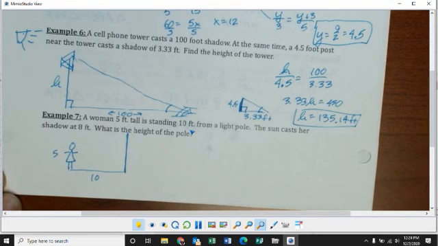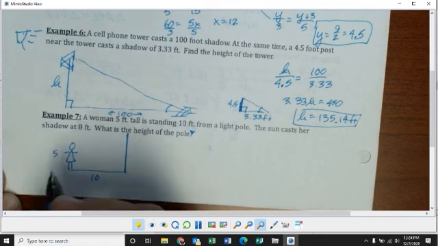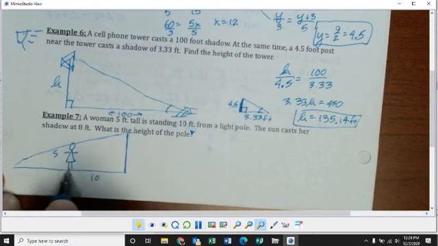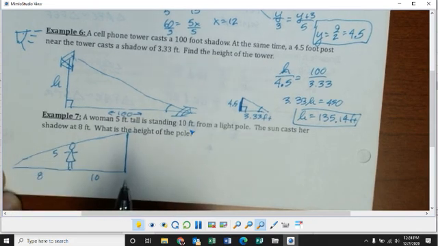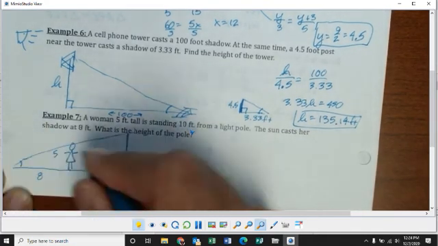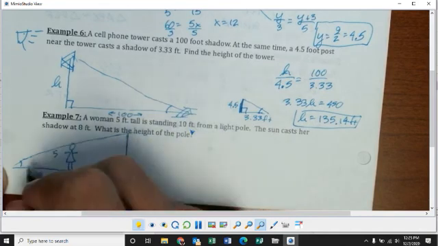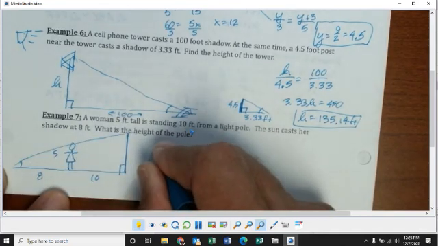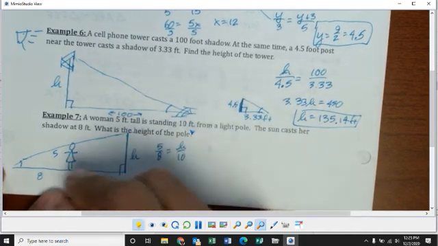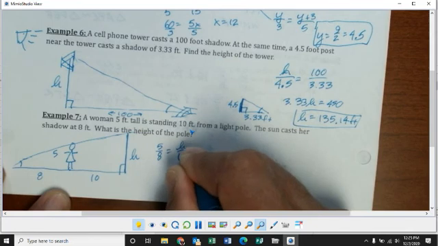This is a poorly worded problem. Sun casts her shadow at it. She's standing 10 feet from the light pole. Let's suppose that she's lined up right even with both of them, and that this is 8 feet right here. So that means, again, similar triangles. I've got the same angle, congruent here, so she's lined up with it. So that means that this is going to give me 5 over 8 equals h over 10. No, h over the whole thing, h over 18.